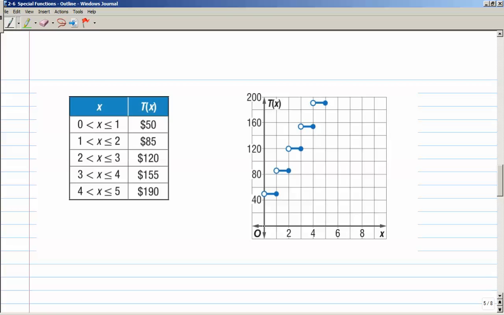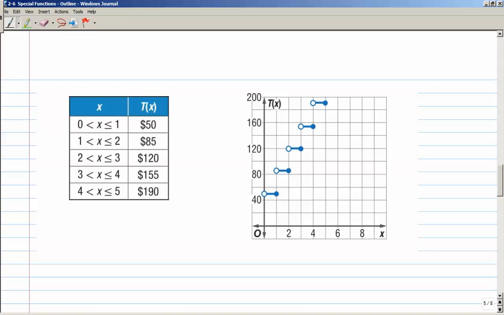So in this case, when x is between 0 and 1, not including 0, but including 1, so notice it doesn't include 0, but it does include 1, your y value is constant at 50. And then it steps up for when x is between 1 and 2, not including 1, but including 2, it steps up to $85 and continues to step up. So in other words, for a whole range of x values, you have one given y value.